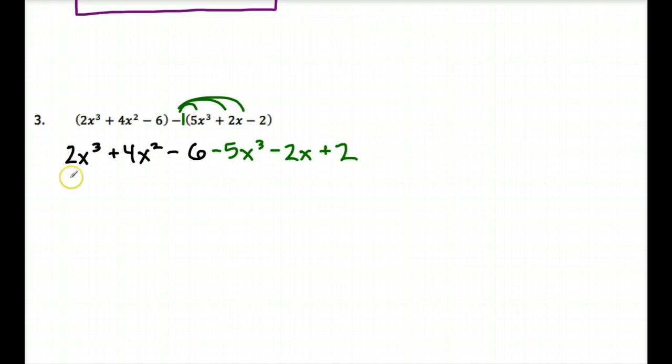Finally, I combine these like terms. My highest exponent is an x cubed, so I'll combine 2x cubed with negative 5x cubed. That gives me negative 3x cubed.